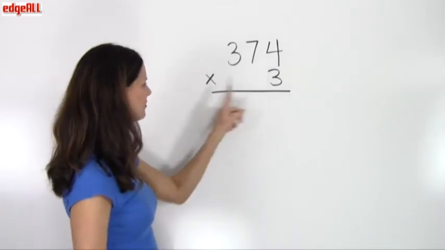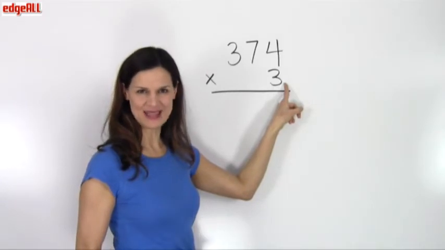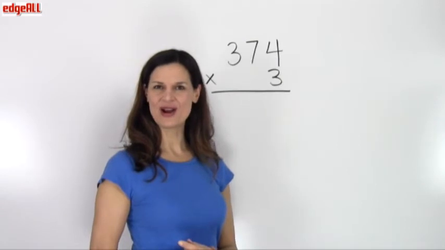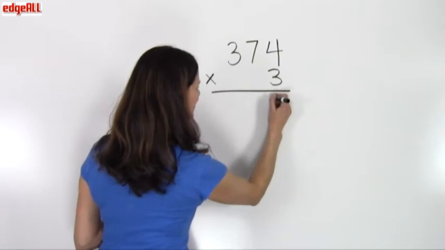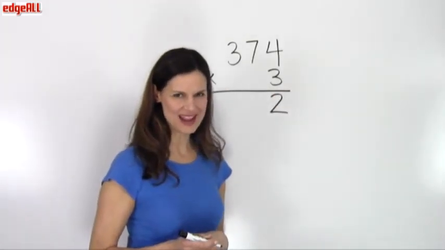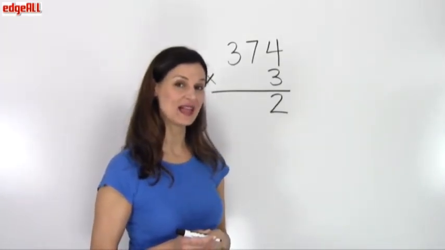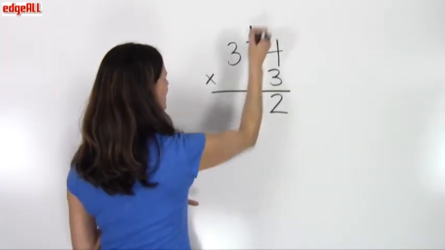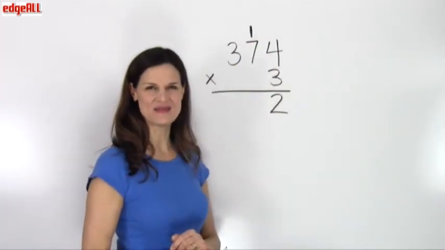So I start out with 3 times the digit that's in the ones place position, which in 374 is 4. So 3 times 4, or 4 times 3, the answer is 12. But I'm only going to write the 2 of my answer 12. I'm only going to write the digit that's in the ones place of my answer, and the digit that's in the tens place of my answer, I'm going to move over here to the tens column, and I'm going to regroup by placing my 1 there above the 7.